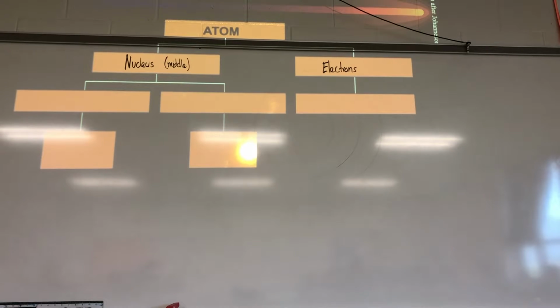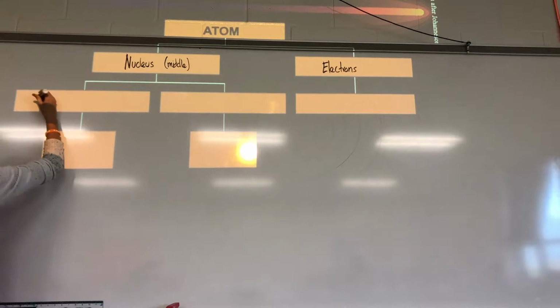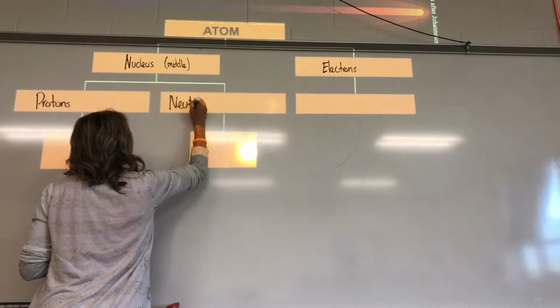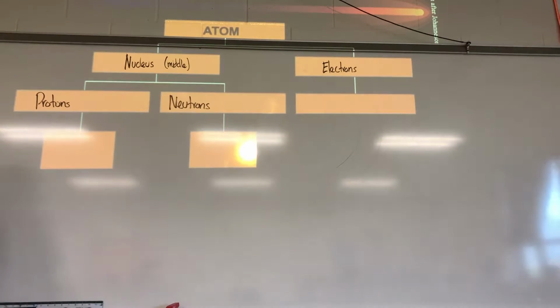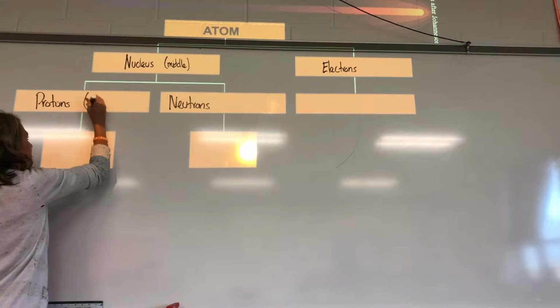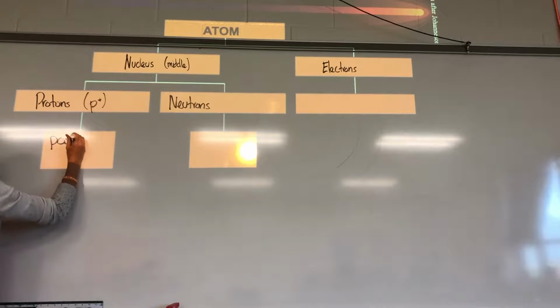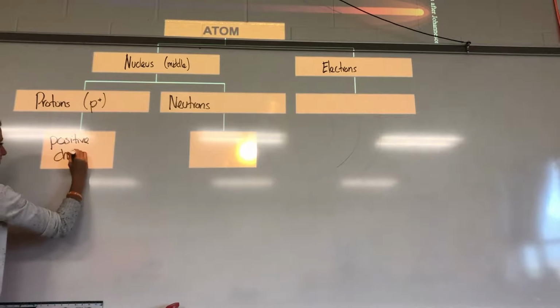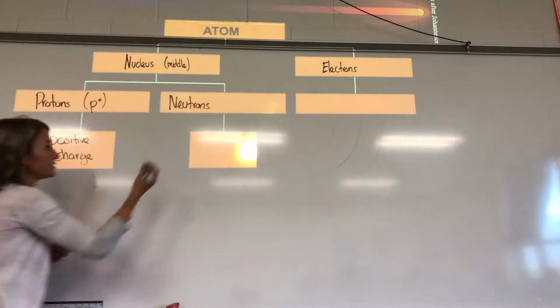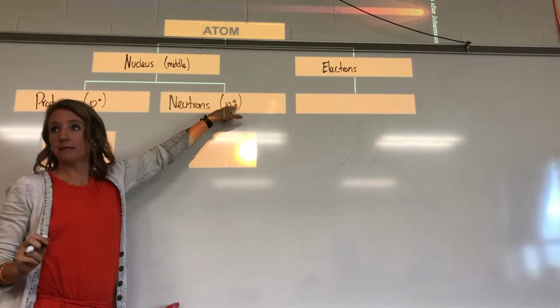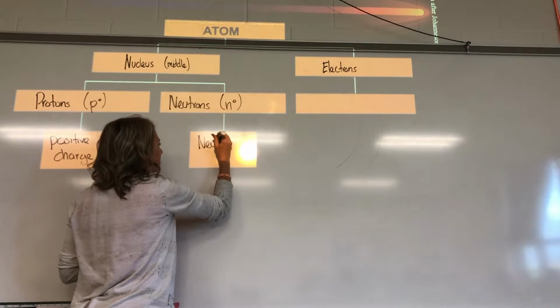Okay. All right, inside our nucleus are two main things. They are the protons and the neutrons. Protons you can write as a symbol of a little p with a plus sign because they have a positive charge. Neutrons you can write as a symbol of a little n with a 0 up top because they are neutrally charged.